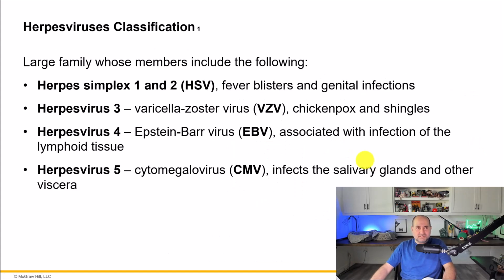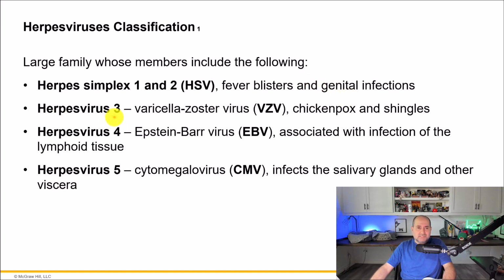And again, I mentioned that the herpes virus is actually a family of different viruses. Here are some of the members: herpes simplex 1 and 2, or also known as HSV 1 and 2. These are the cause of fever blisters, also known as cold sores, as well as genital herpes infections, respectively. So HSV1 usually causes those fever blisters or cold sores on your mouth. HSV2 typically causes the genital herpes infections.